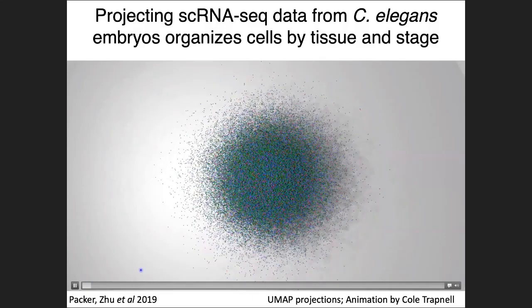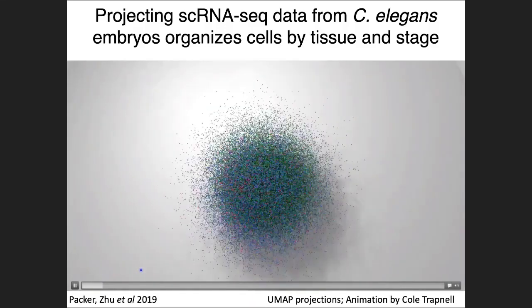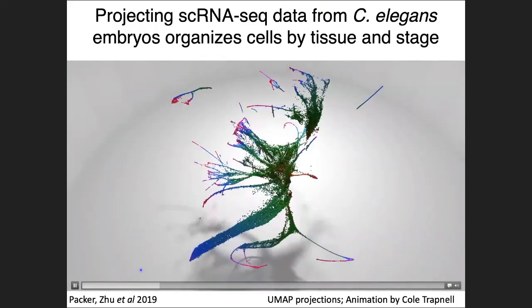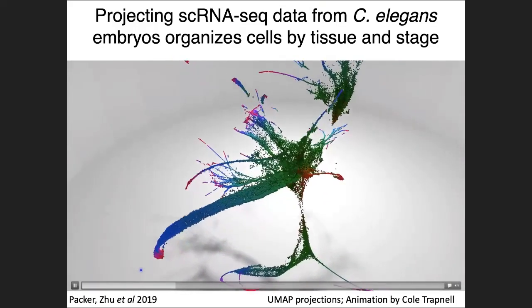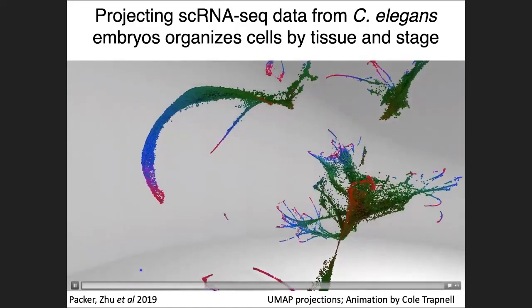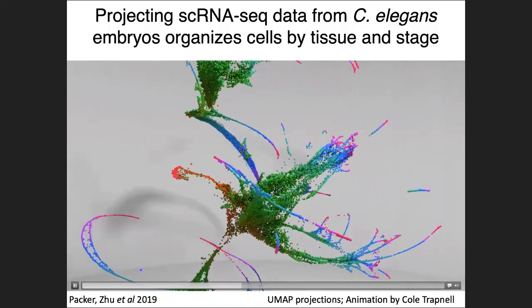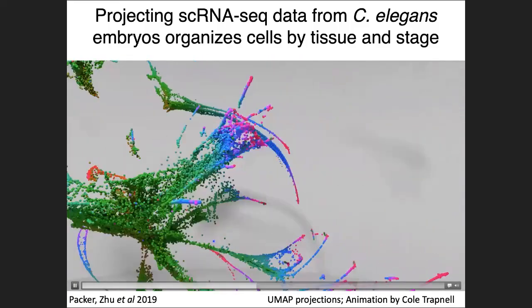So we did this. I'm going to go through this atlas relatively quickly because it's published, and just highlight the key methods and a few of the, I think, interesting insights that we got from this approach. This is an atlas of the C. elegans embryo based on about 100,000 cells from all different stages.